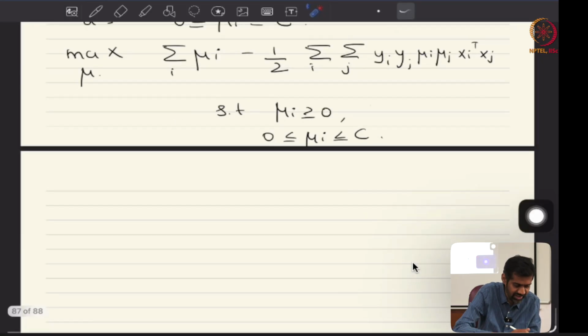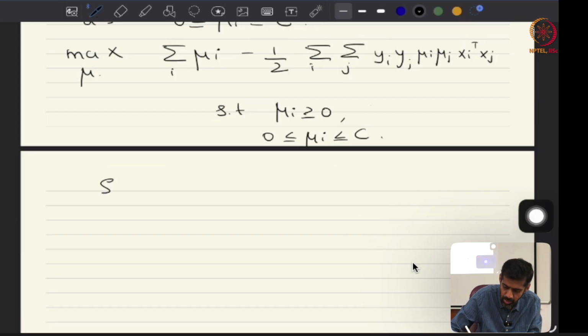Welcome to this class. So finally, there is one final case that we have to look at. SVM with the kernel function.